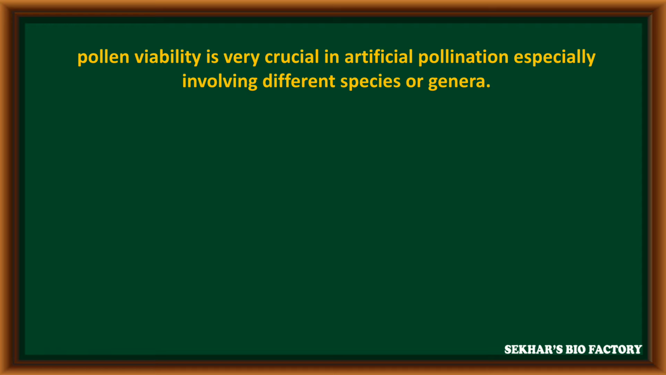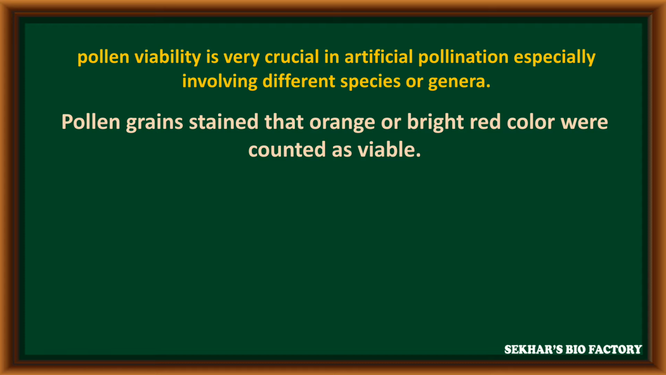Pollen viability is a very crucial step. It helps in artificial pollination and the artificial pollen germination process. It is different in different species and different genera. Viable pollen grains generally take a stain that gives an orange or bright red color.